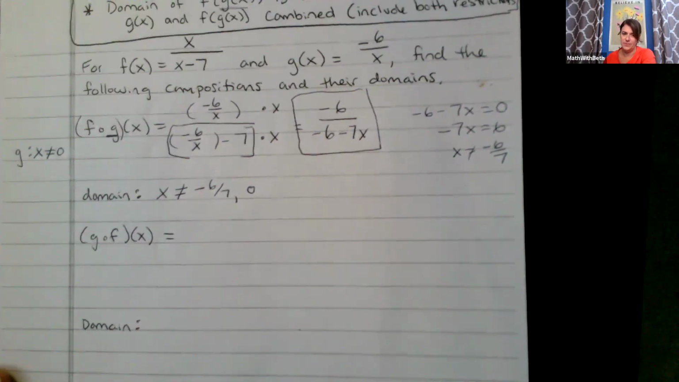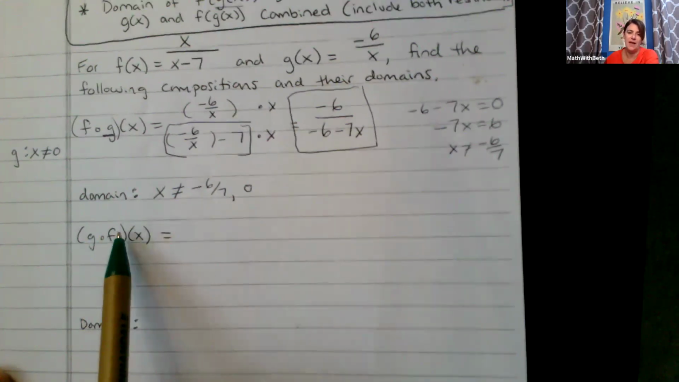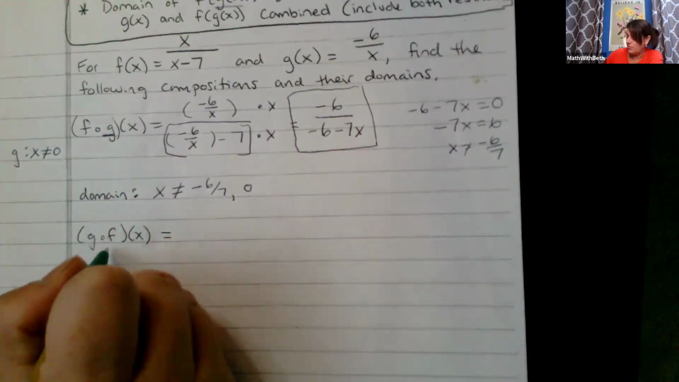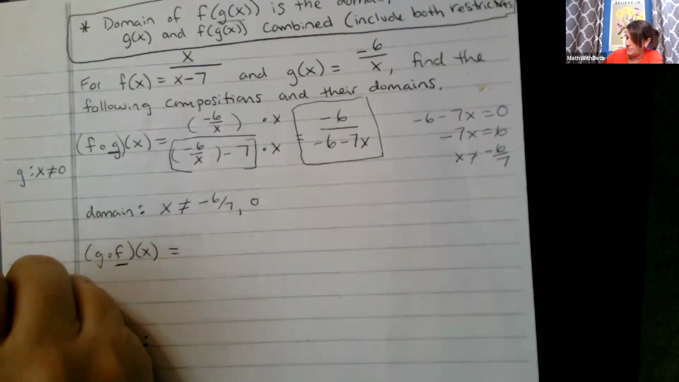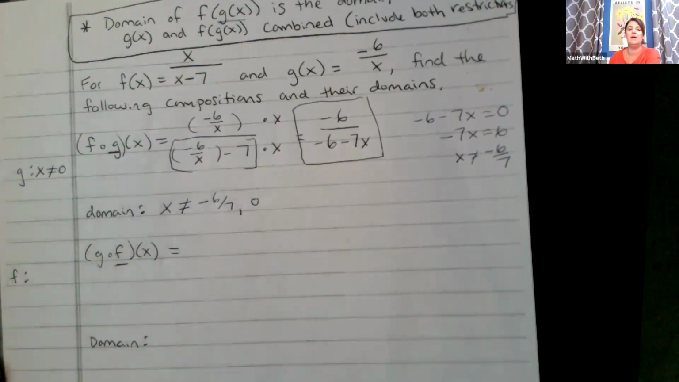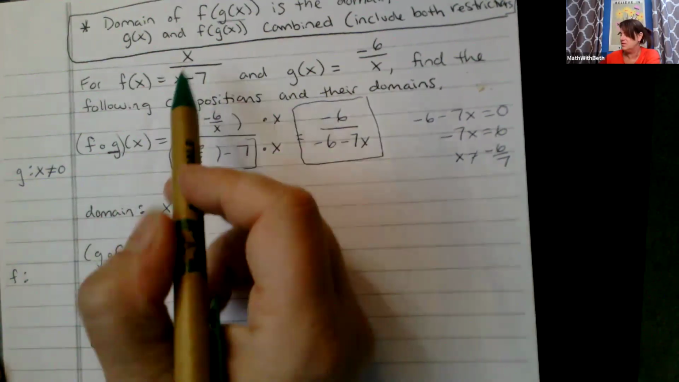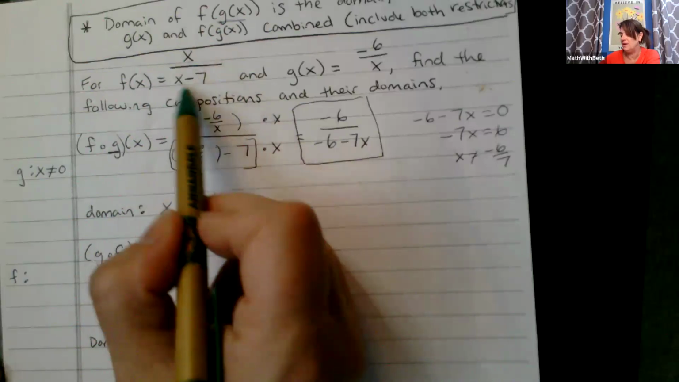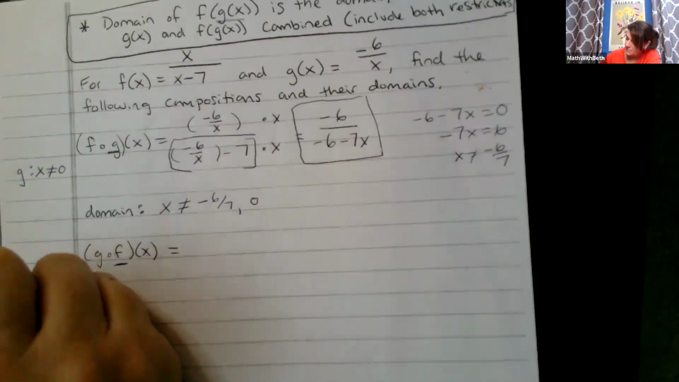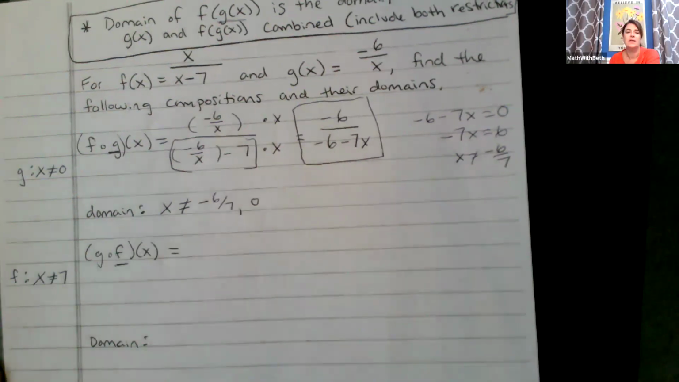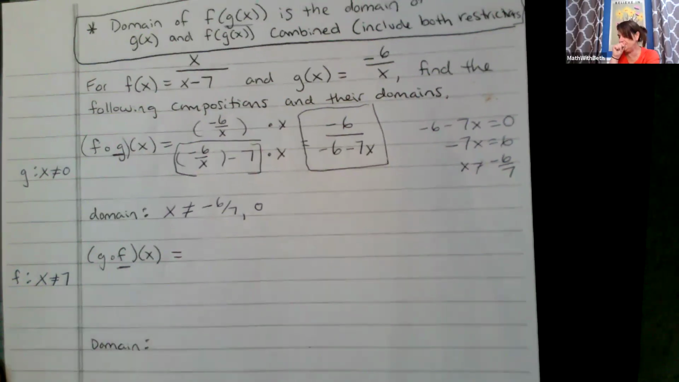Okay, let's try another one. What if this time they wanted us to put the f inside the g? Well, that would mean f is our inside function. So off on the side, I'm going to make a note on what the domain of f would be. So looking up here, what would be the domain? Well, wouldn't it be everything but 7? So my final answer, I need to make sure I don't include 7.